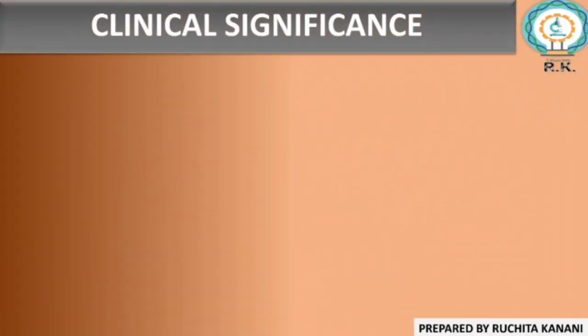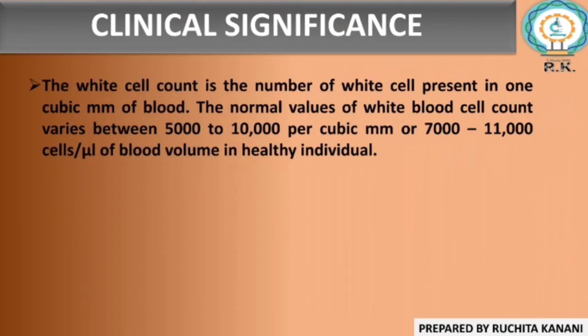Then let's see the clinical significance. In the clinical significance, we need to know what is the normal range for blood count. So normal WBC count varies between 5000 to 10,000 per cubic mm or 7,000 to 11,000 cells per microliter of blood volume in healthy individuals.